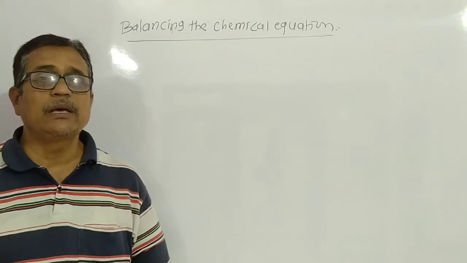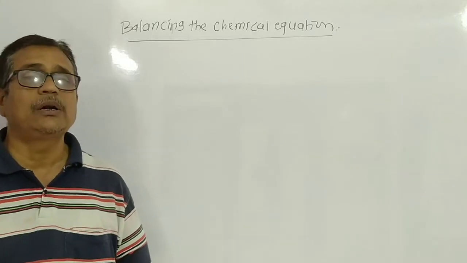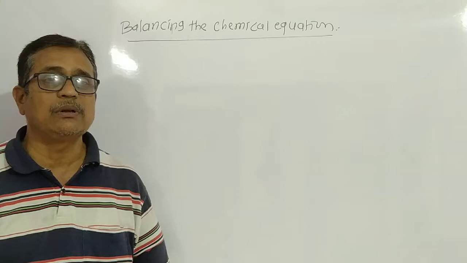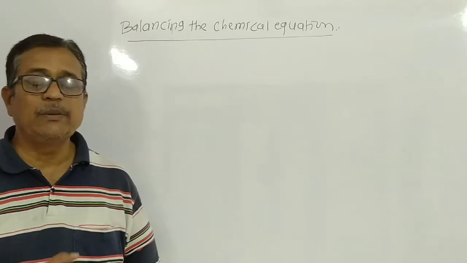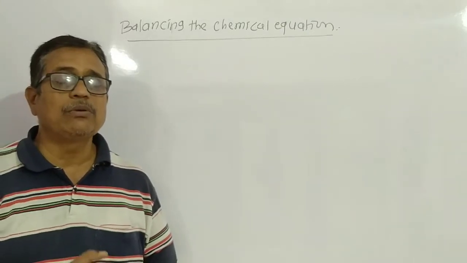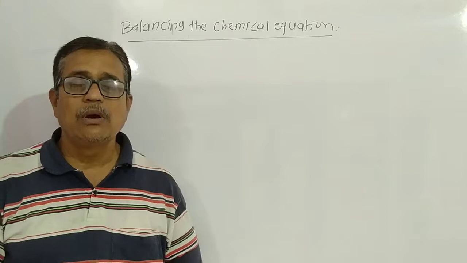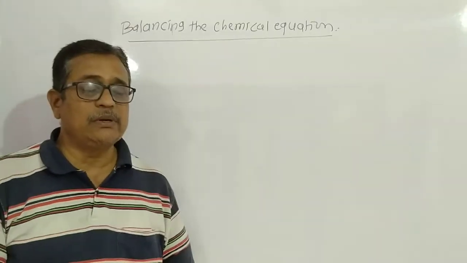You know what a chemical equation is. We learned that a chemical equation is the short representation of a chemical reaction, meaning the representation of a chemical reaction using molecular formulas and symbols of reactants and products. That is called a chemical equation.